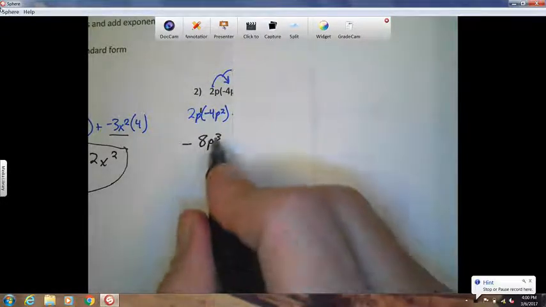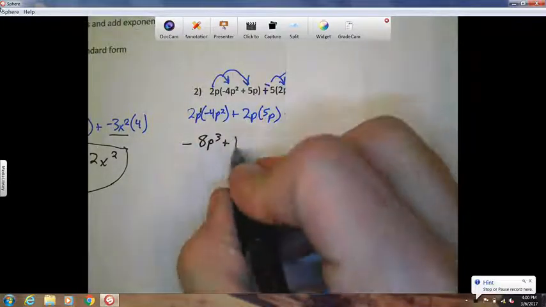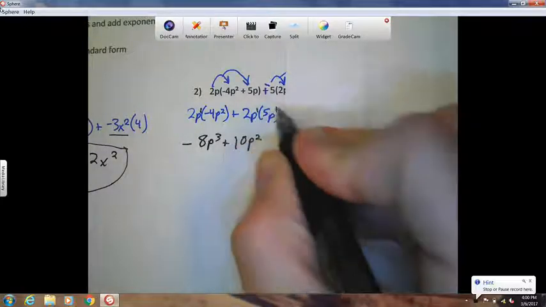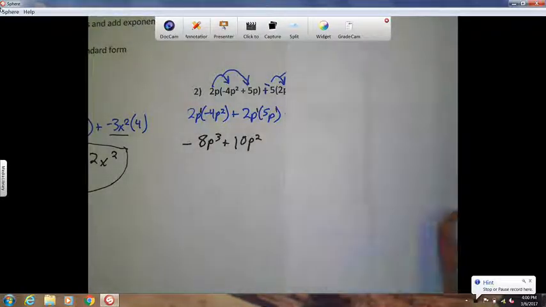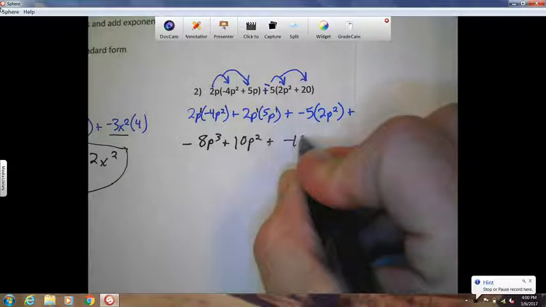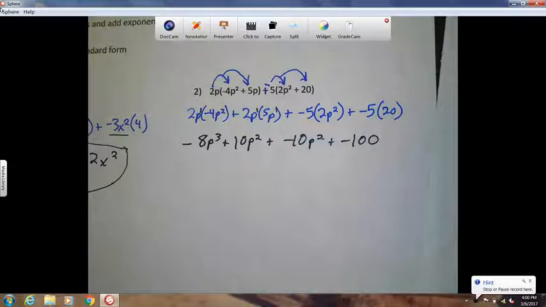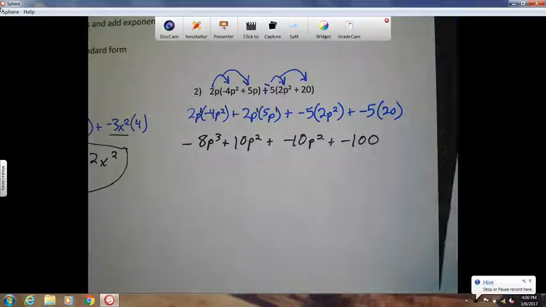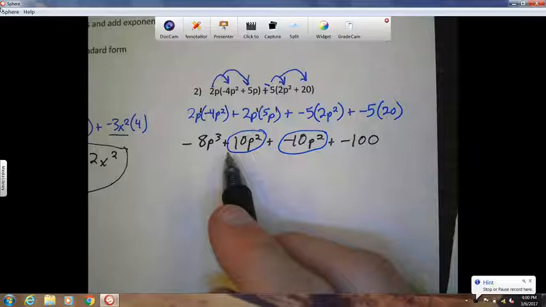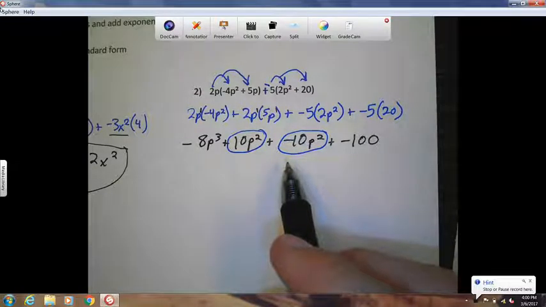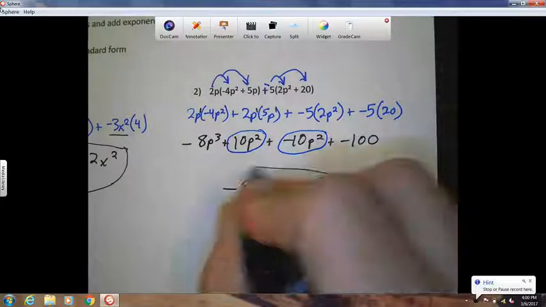Plus sign. 2 times 5, 10. P to the second. So I'm multiplying. When you're multiplying, you're adding exponents. Plus sign. Negative 10. P to the second. Plus sign. Negative 100. Now what I want to look at: do I have any like terms? Yes. This is p to the second. This is p to the second. Positive 10 plus negative 10 is 0. It's not p, it's 0. So negative 8, p to the third, plus negative 100. Here's my answer. Those cancel out to 0.